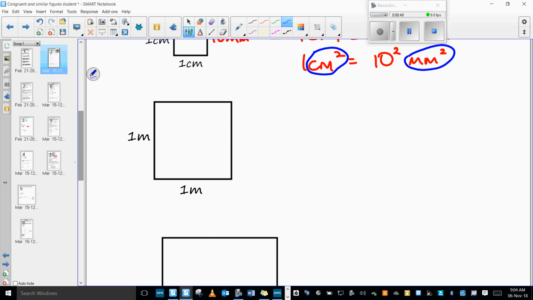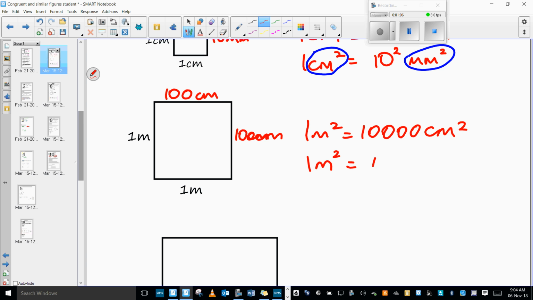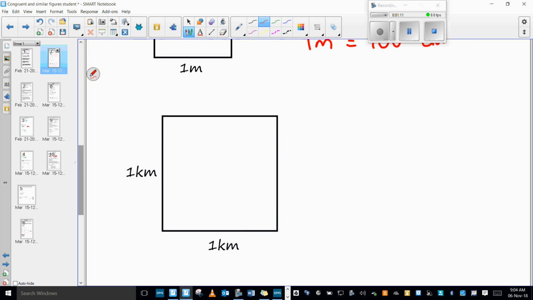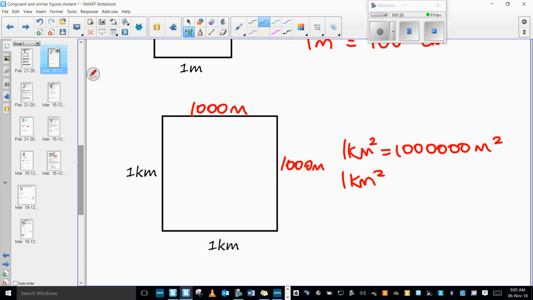Similarly, this is 100 centimetres. So 1 metre squared is equivalent to 10,000 centimetres squared, which is secretly 100 squared centimetres squared. And 1 kilometre is 1,000 metres. So 1 kilometre squared is 1 million metres squared, or in other words, 1,000 squared metres squared. Yes, we're getting the gist of it?